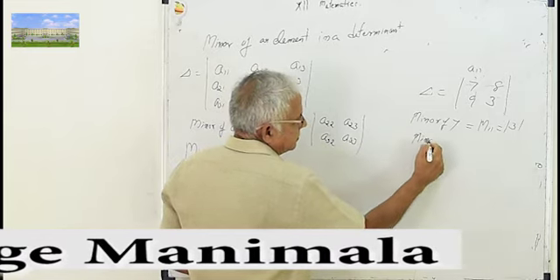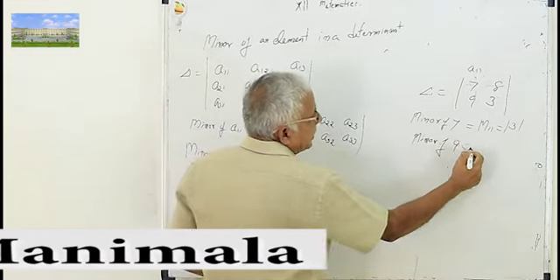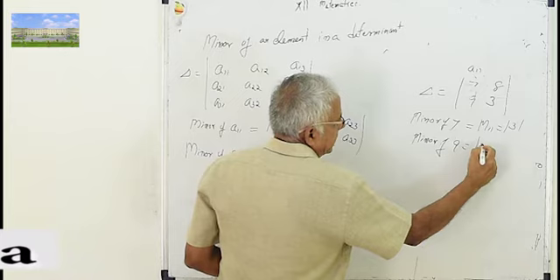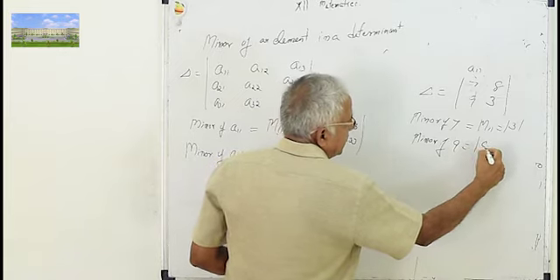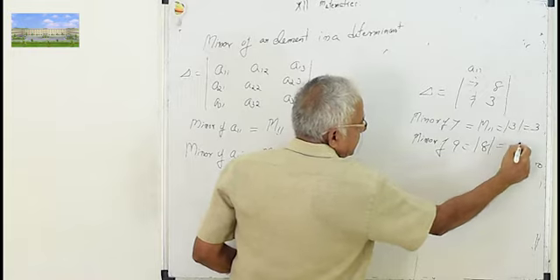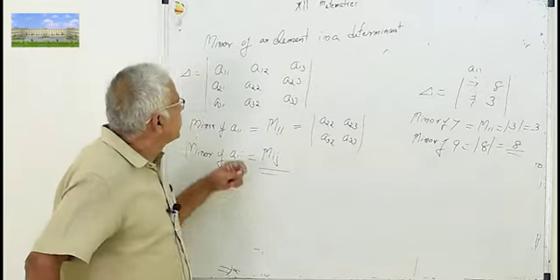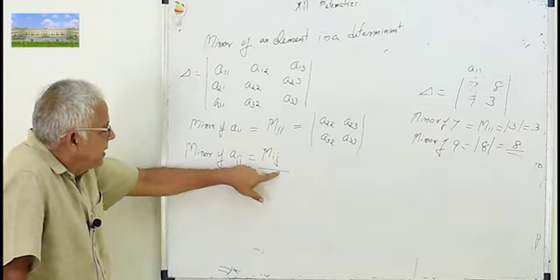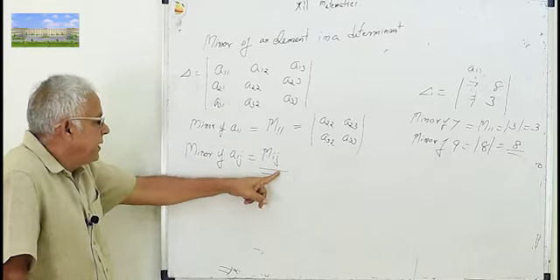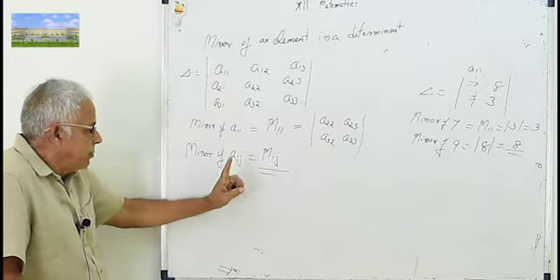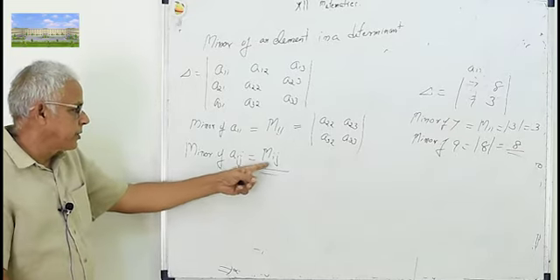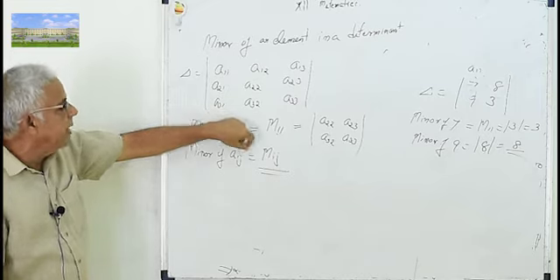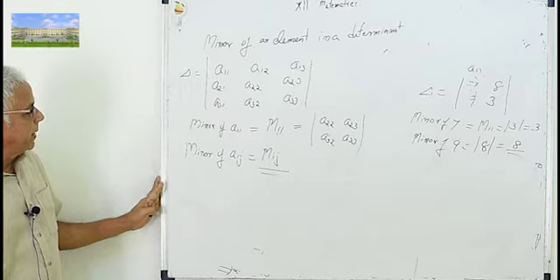Minor of 9 is equal to: deleting the row and column containing 9, then we get a determinant 8, that is equal to 8. So this is the minor of an element. Minor of an element Aij is denoted by Mij, and it is the determinant obtained by deleting the ith row and jth column in which the element Aij lies. This is the definition for minor of an element.